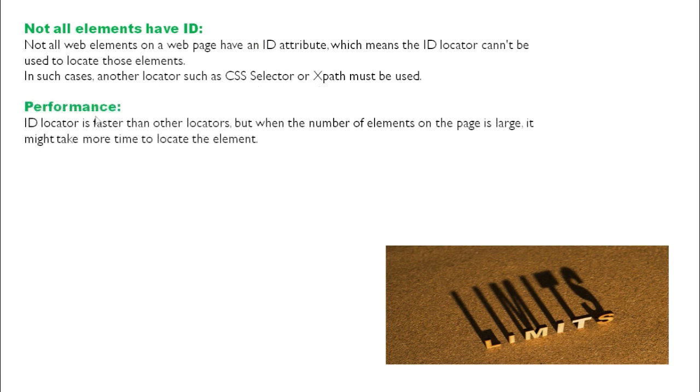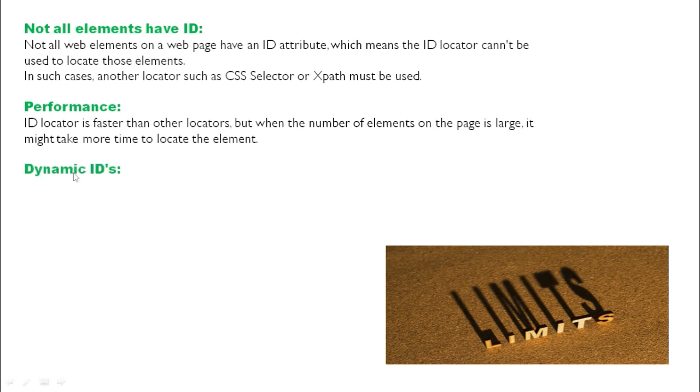Now the performance. ID locator is faster than other locators, that is true. But when the number of elements on the page is large, it might take more time to locate the elements. So if there are multiple web elements with the same ID on the web page, and you are writing the locator with the ID, then it will take time to locate your intended web elements. In that condition, your performance will be slow compared to other locators.